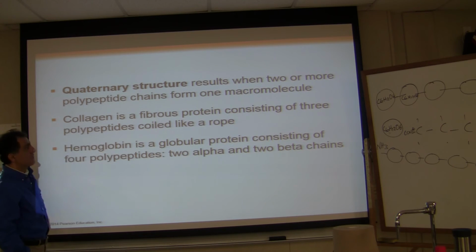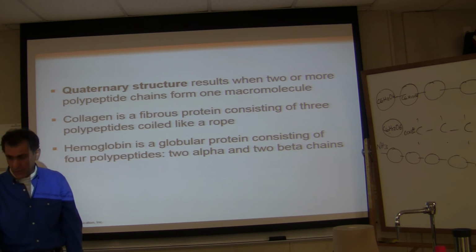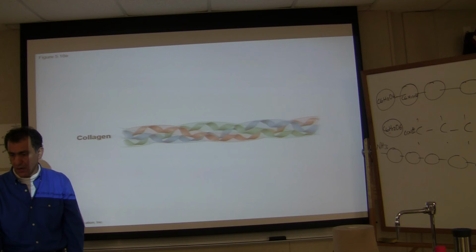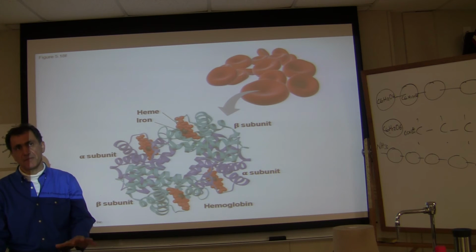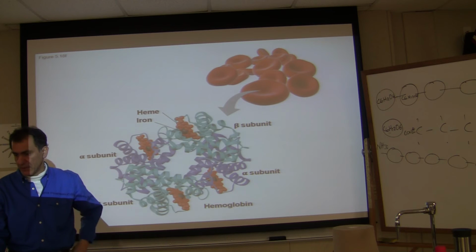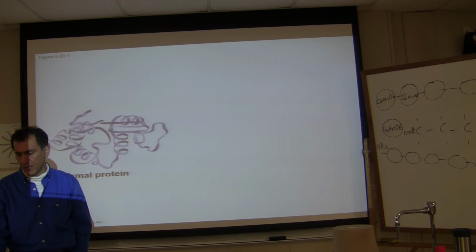Okay, so collagen is a fibrous protein consisting of three polypeptides coiled like a rope. And hemoglobin is a globular protein consisting of four polypeptides, two alpha and two beta. This is the structure of collagen. And of course, this is hemoglobin, which has four polypeptide chains: beta, beta, alpha, and alpha. So these are subunits. Alpha and beta subunits are different from the alpha and beta structures that you're learning here. Here they are again, sickle cell and normal red blood cells, normal protein molecule.